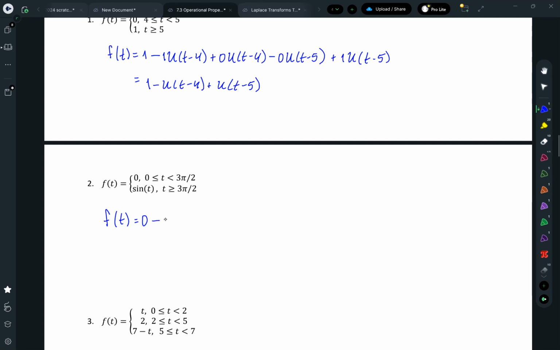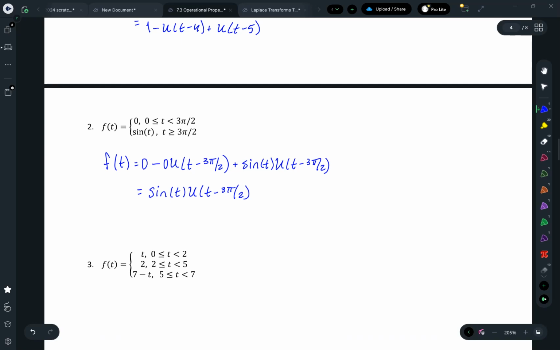So I shut it off. That's minus 0 at t equals 3 pi over 2. So it's u of t minus 3 pi over 2. All right, plus I'm going to turn the system on again. And when I turn it on, it's a sine of t at 3 pi over 2. So I need a u of t minus 3 pi over 2. And then when I rewrite this, the only non-zero term is sine of t, u of t minus 3 pi over 2. Okay?